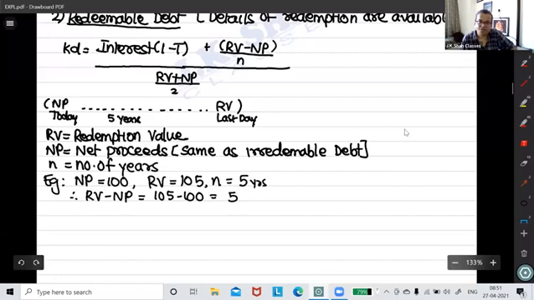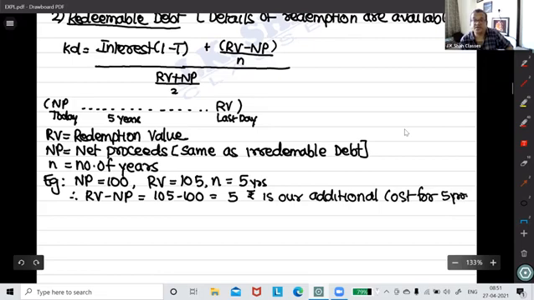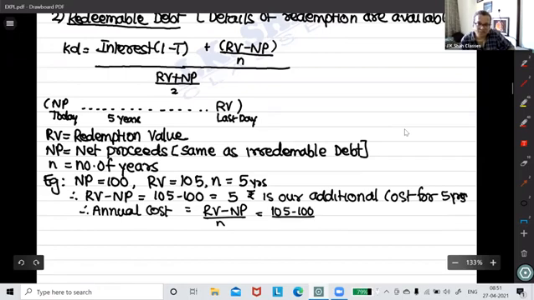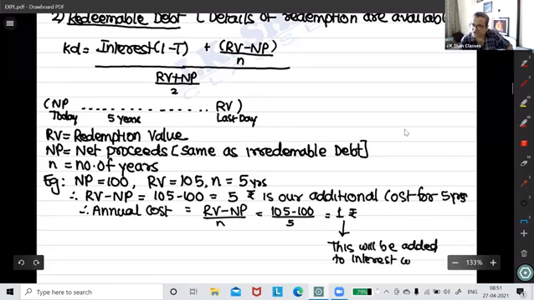That is 5 rupees, which is our additional cost for 5 years. Therefore, annual cost would be RV minus NP upon N. That is 105 minus 100 upon 5. That comes to 1 rupee. This will be added to interest cost. Interest is already our cost. Here, see, this is the interest cost. To that, this will get added.